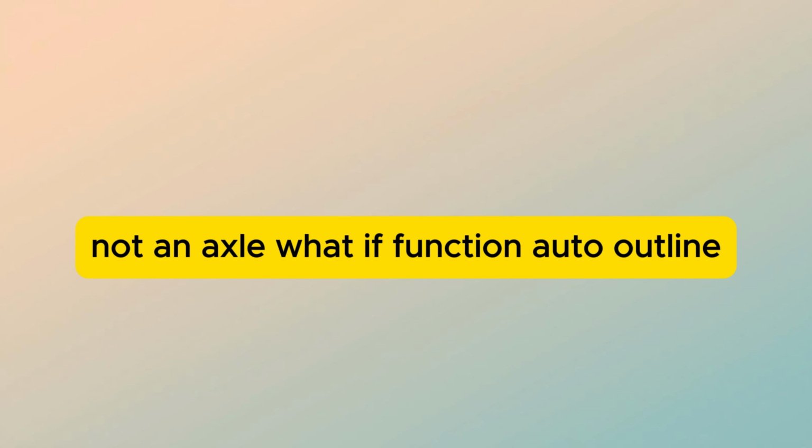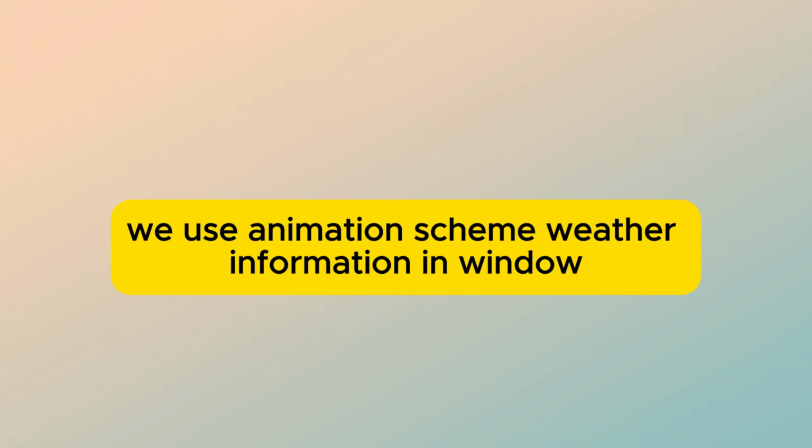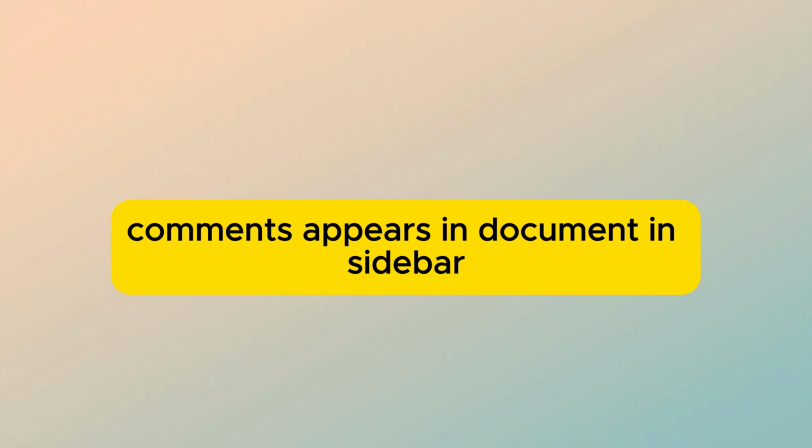not an Excel What-if function? Auto outline. How to apply motion effects to different objects of a slide? We use animation scheme. Weather information in Windows is stored in gadgets. Comments appear in the document sidebar.